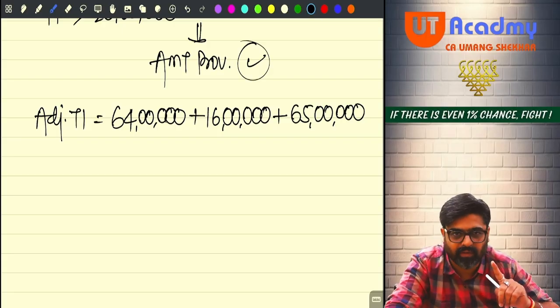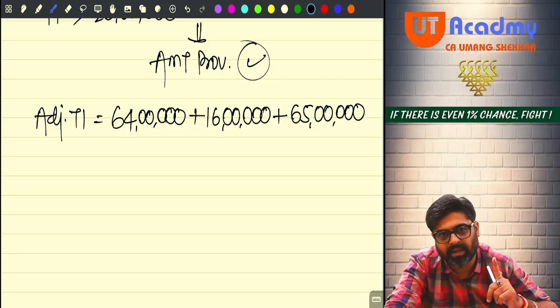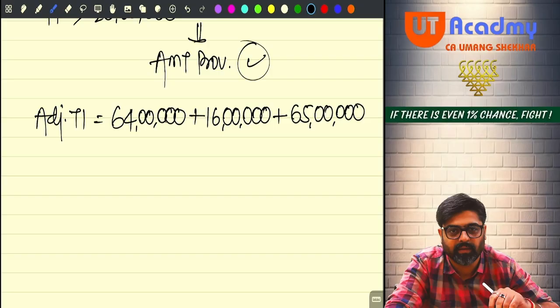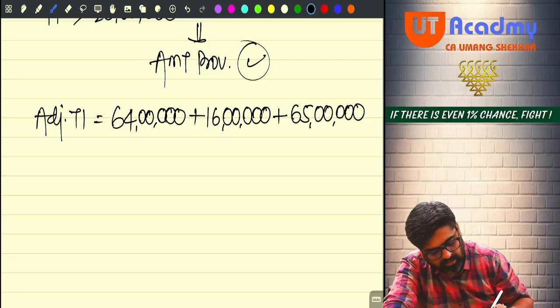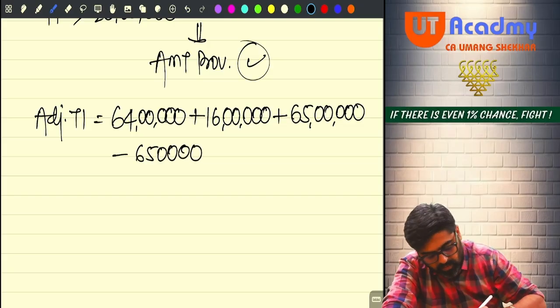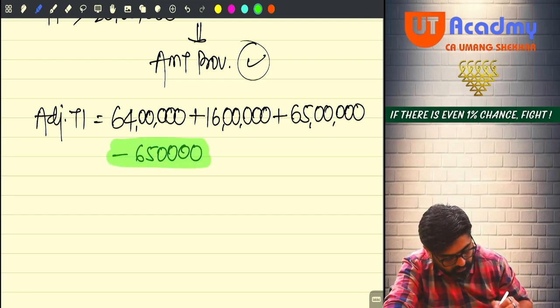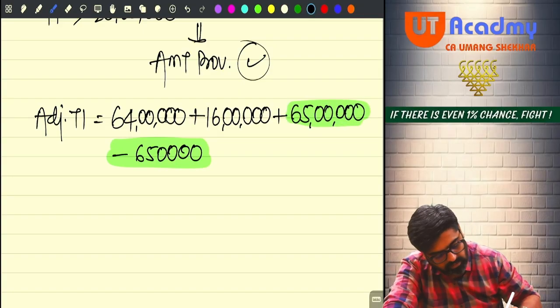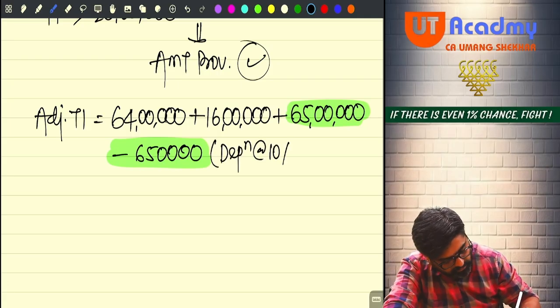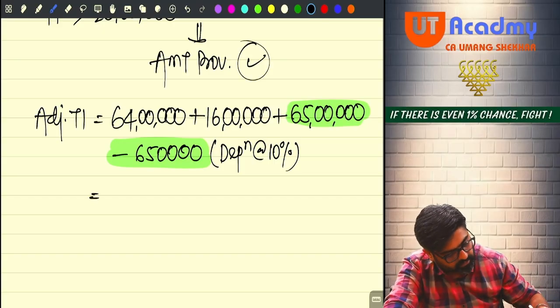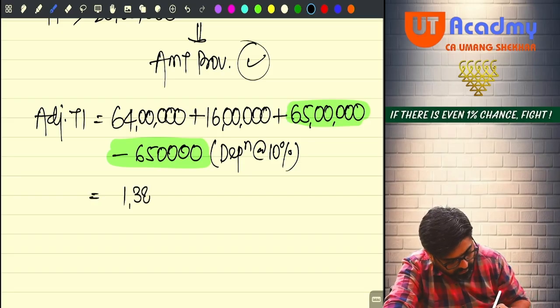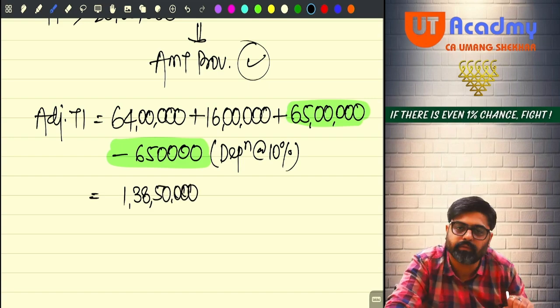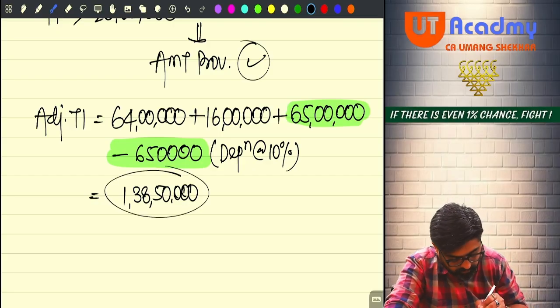So 65 lakh was for building, and on that building, if I calculate 10%, 10% of the cost 65 lakh is 6 lakh 50,000 depreciation. Don't forget to reduce this amount, friends. This is very, very important. People usually forget to reduce this amount. So this is the depreciation at 10%. Now if you calculate, you get 64 lakhs plus 16 lakhs plus 65 lakhs minus 6 lakh 50,000. You are getting 1 crore 38 lakh 50,000. This is your adjusted total income.